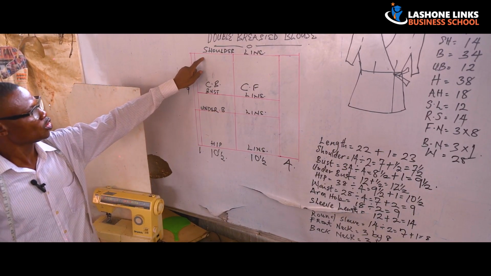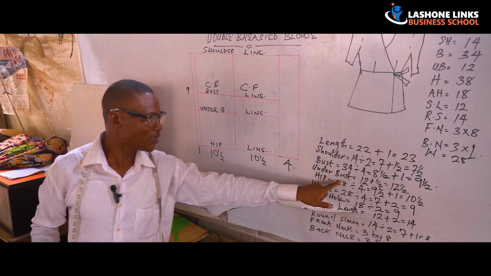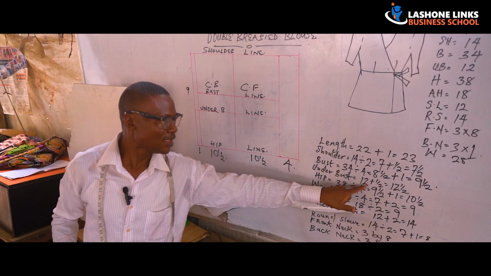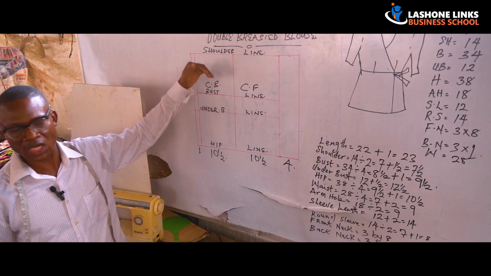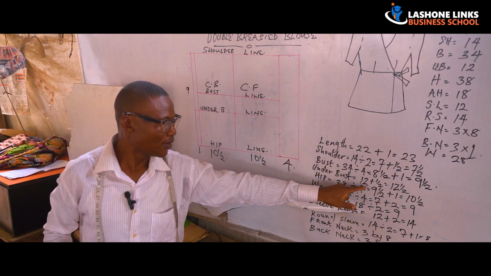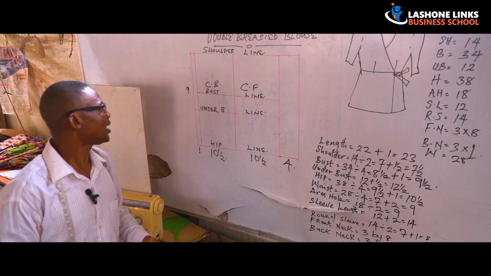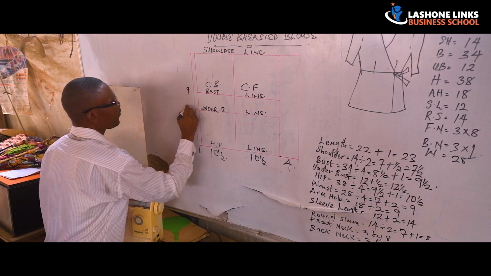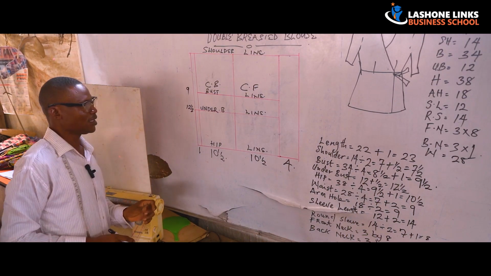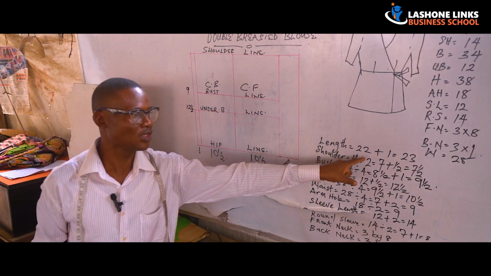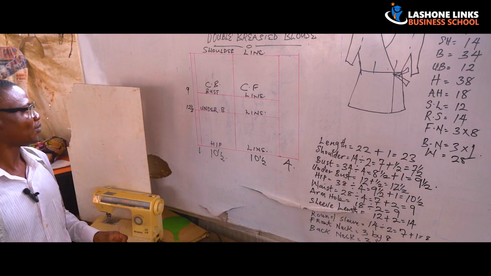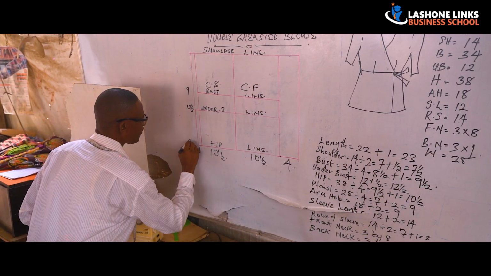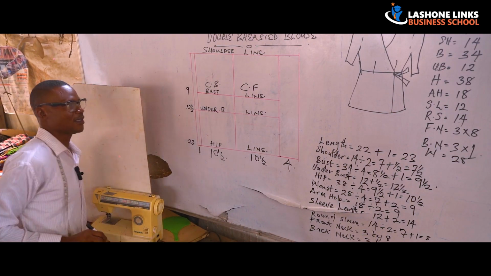Then you go to your under bust. Under bust is 12. Divide it, plus half. You add half because of the joining of the shoulder. So plus half, it will be 12.5. So you measure your 12.5 here. Then you go to the full length. The full length is 22 plus 1, making 23. So you measure 23 for the whole length.